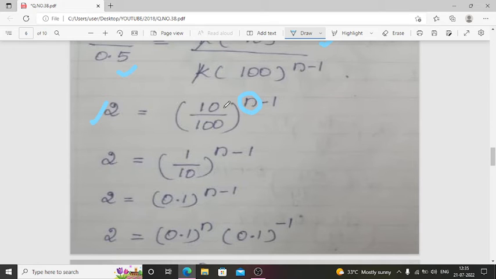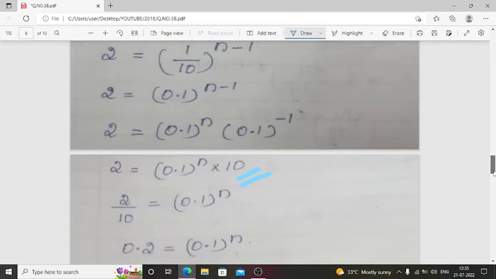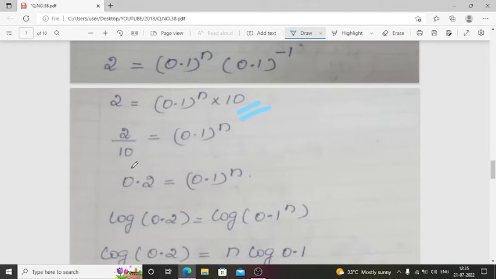Okay, so here 10 by 100, that is equal to 1 by 10 power n minus 1. Here left hand side is the same, 2 is equal to, here 1 by 10, that is 0.1 power n minus 1. So here 0.1 power n, 0.1 power minus 1. Okay, so here 0.1 power minus 1 is equal to 10. So this 10 comes to left hand side, 2 by 10. 2 by 10 is equal to 0.2. Right hand side we have 0.1 power n.